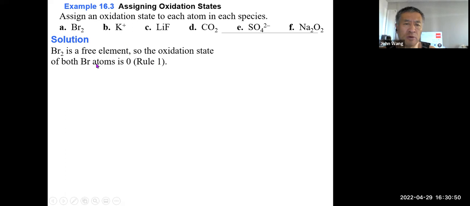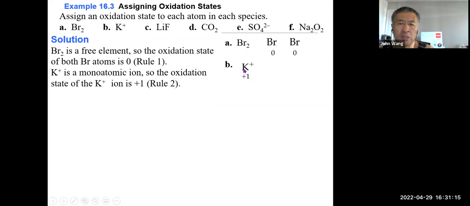The second question is the oxidation state for this K1 plus ion. Here I just want to show you clearly. The first question is about Br2. There are two Br, and both of them have the number zero. The second question is the K1 plus ion. So the oxidation number, or oxidation state, will be the same as the charge, plus one.